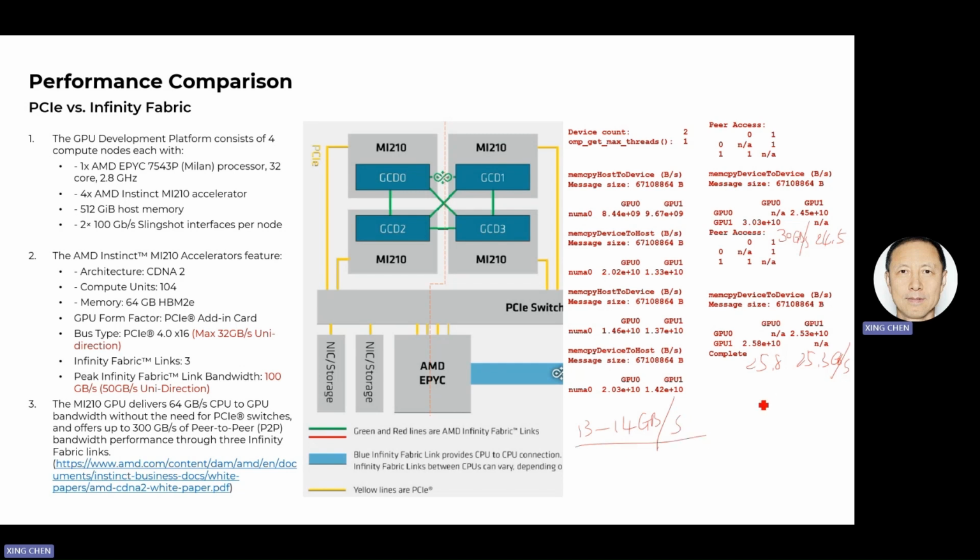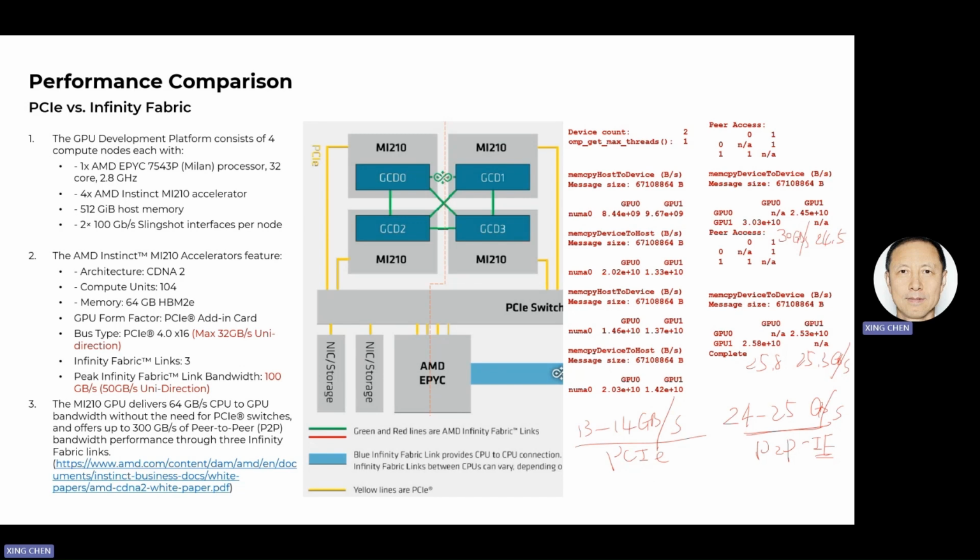And then for the peer-to-peer memory access between two GPUs, we have around 24 to 25 gigabytes per second. This is peer-to-peer going through PCIe, and this is peer-to-peer going through the Infinity Fabric. Okay. Now, clearly we can see the bandwidth by going through the Infinity Fabric doubles the bandwidth of the PCIe.